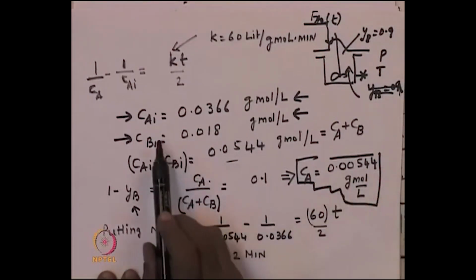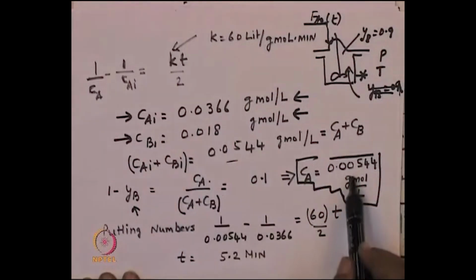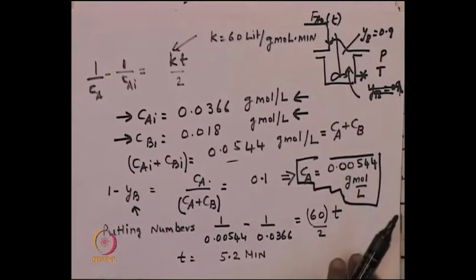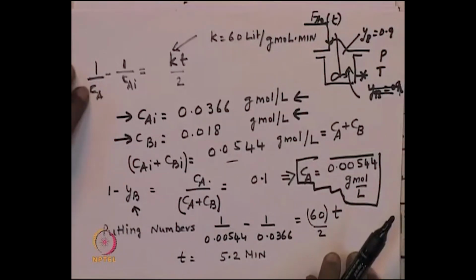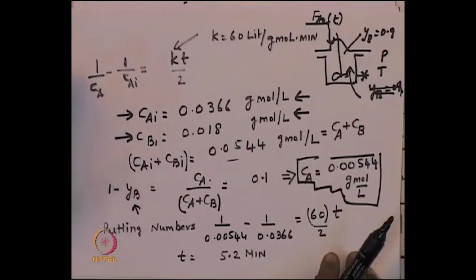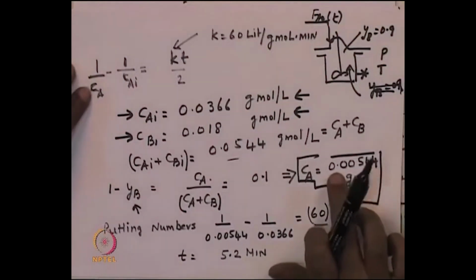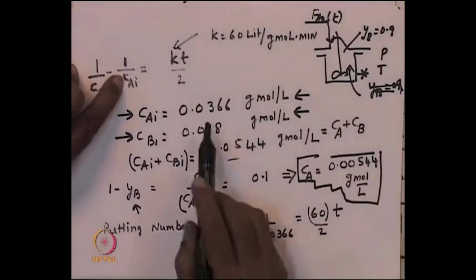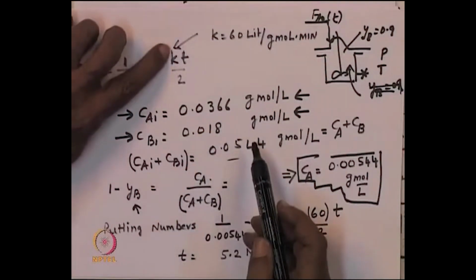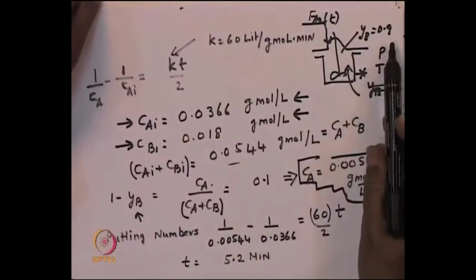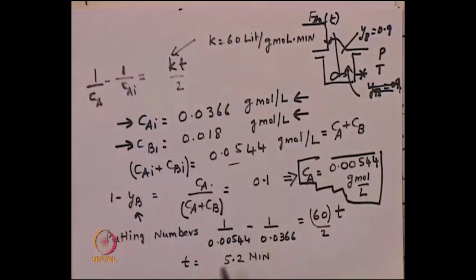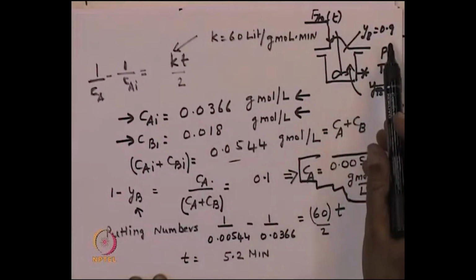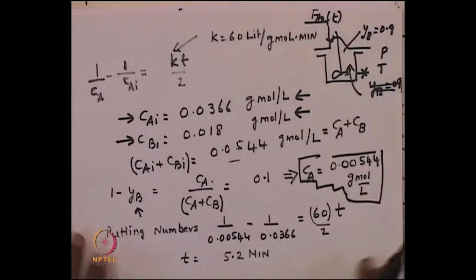We started at Cai as 0.0366, and we want to stop at 0.00544. To find the time required to reach Yb equal to 0.9 or Ya equal to 0.1, we must substitute the Ca value of 0.00544 and the Cai value of 0.0366. That will be the time required to reach Yb equal to 0.9. If you put all these numbers in, you will find that the time required to reach Yb equal to 0.9 is 5.2 minutes.